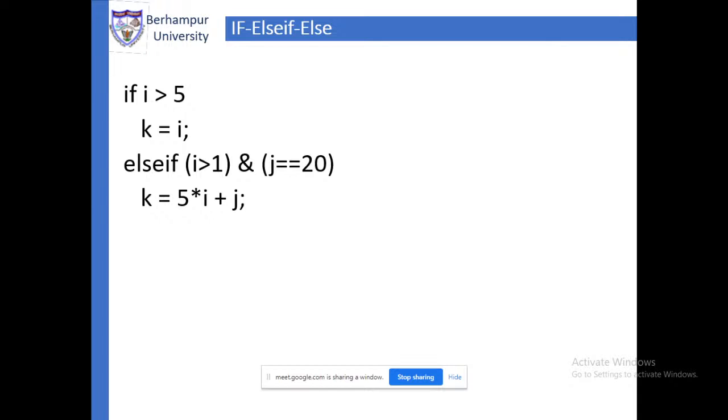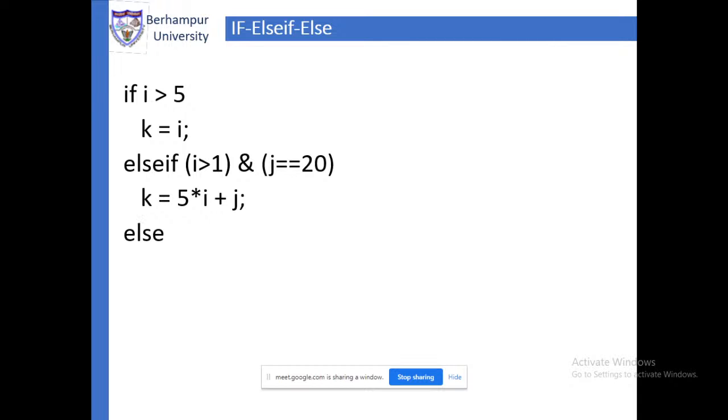It can be only else if I greater than 1, that also can be there. It is not mandatory that you add and j is equal to 2. If it is required, you add it. If it is not required, you don't add it. And then k is equal to, this is how you define.